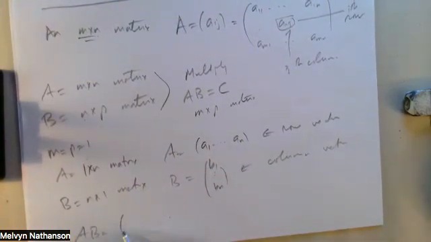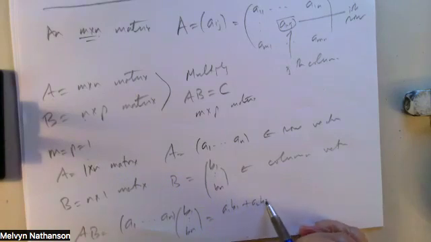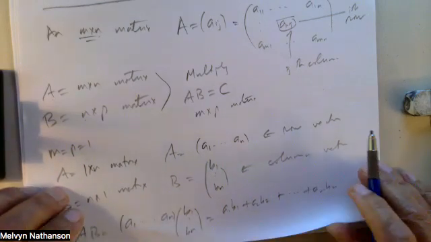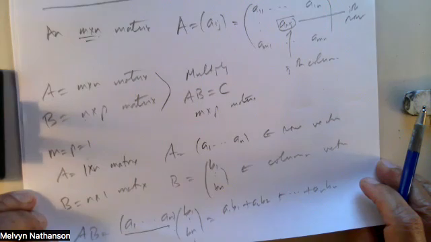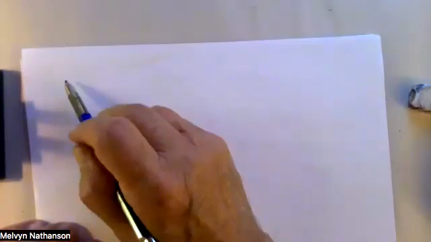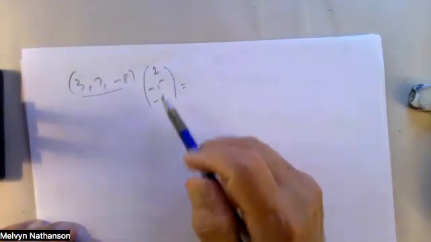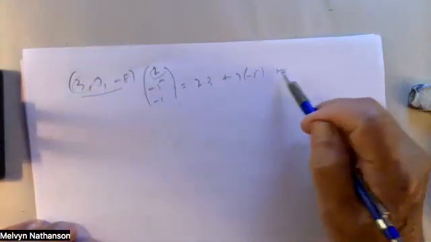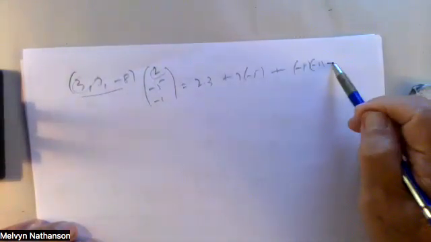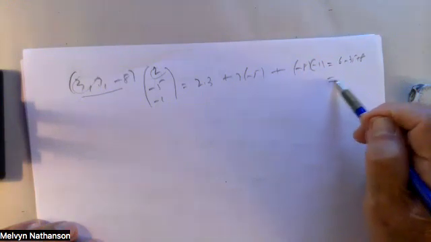And A times B, this row times this column, you take the sum of the first coordinates, second coordinates, and so forth, and add. It's A1 B1 plus A2 B2, up to AN BN. That's how you multiply a row into a column. Can't do it the other way around, but you can multiply a row into a column. So for example, if you had 3, 7, minus 8 times 2, minus 5, minus 1, this row times this column, you have 2 times 3, 7 times minus 5, minus 8 times minus 1. So this is 6 minus 35 plus 8. Minus 21.